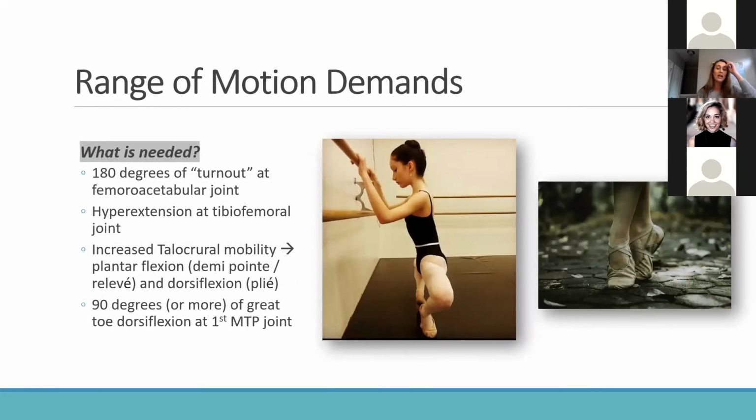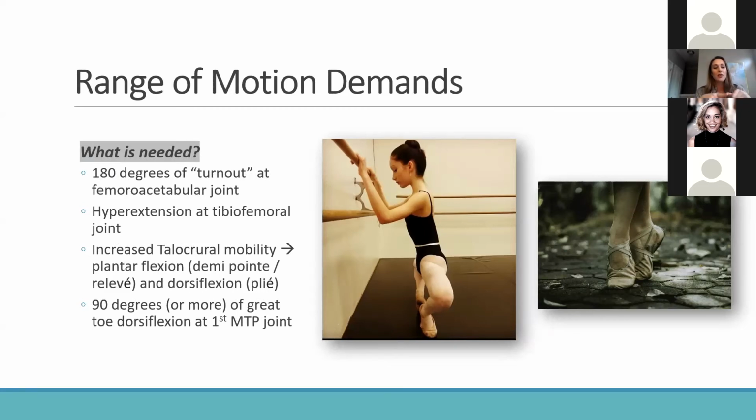All right, so some range of motion demands. This picture is a great one to see that in classical ballet technique, we need 180 degrees of what we call turnout. So that's at the femoroacetabular joint, that's at the hip joint. The knee must follow, and the ankle follows as well into the foot. So you're seeing that this dancer is completely externally rotated at the hip. Her knee is right over that second toe, and this is her in a grand plie position.